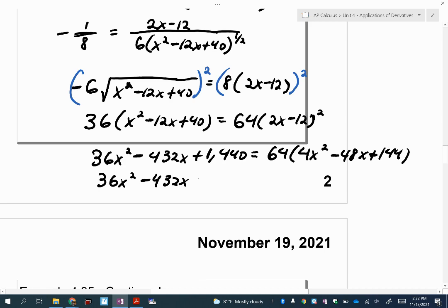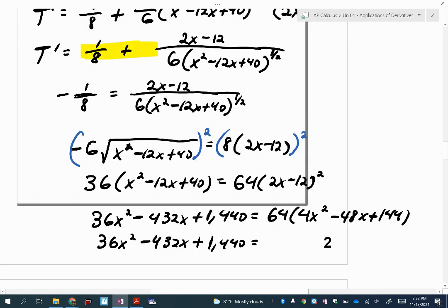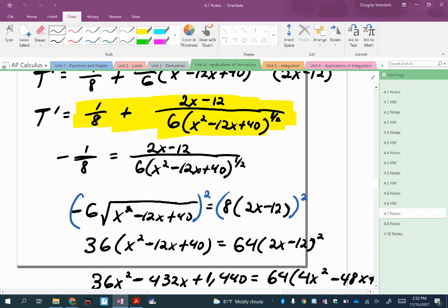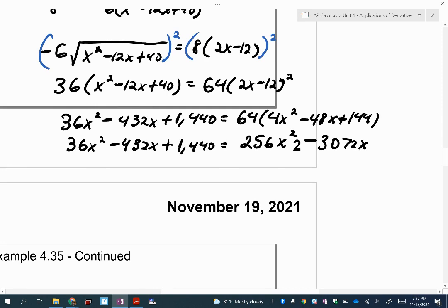At any time, if you get tired of doing something like this, you can always just type it in to Desmos, and you could figure out where it hits the x-axis. That's the beauty of Desmos. All right, and that's going to be 64 times 4, which is 256 x squared, minus 48 times 64, which is 3072x, and then, oh my goodness, this is a big one here, 144 times 64, which is 9216. Okay, so let's get all this set equal to 0, and then I can type it into Desmos.